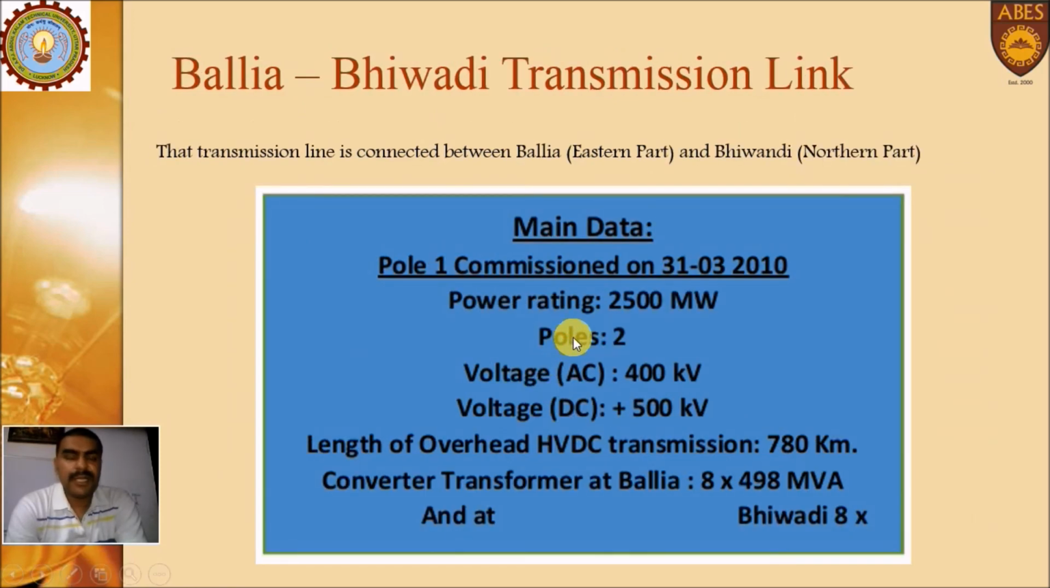Then the Balia Bhiwadi transmission link, pole 1 was commissioned in 2010. Its power rating is 2500 megawatt. AC side voltage is 400 kilovolt, DC side voltage is plus minus 500 kilovolt. The length of overhead transmission line is around 780 kilometer, and the converter transformers at both Balia and Bhiwadi stations are 8 in number with a capacity of 498 MVA.